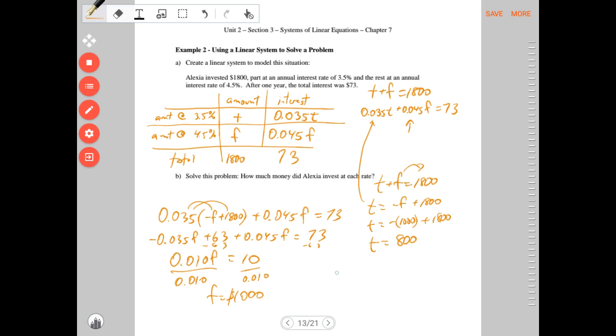So all that means is Alexa invested $800 at 3.5% and $1,000 at 4.5%. Fantastic. So that is how you do that one.